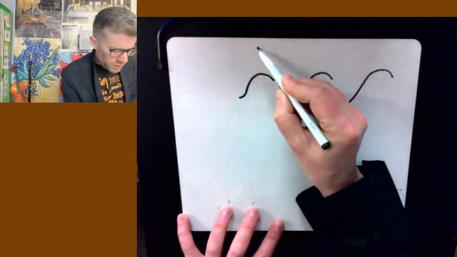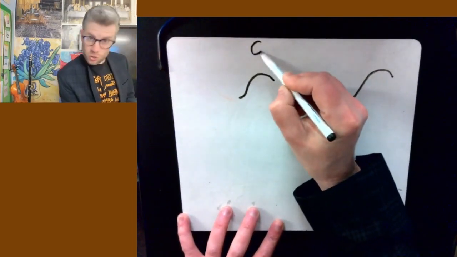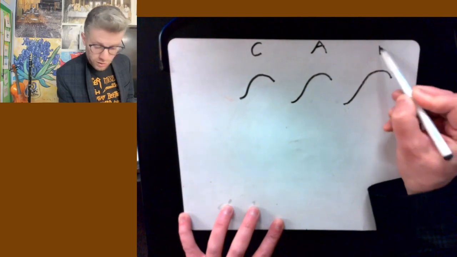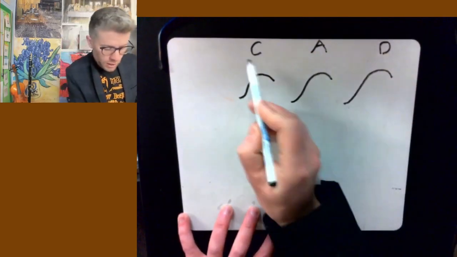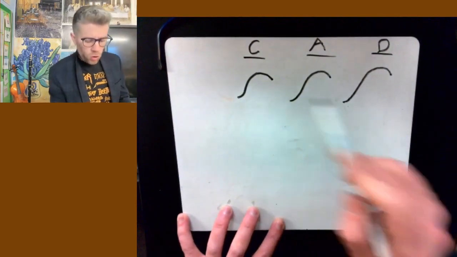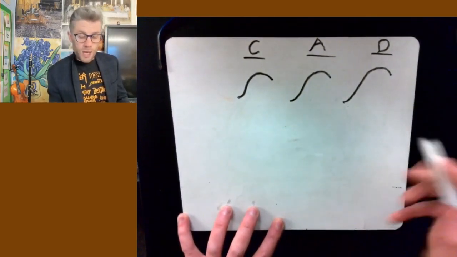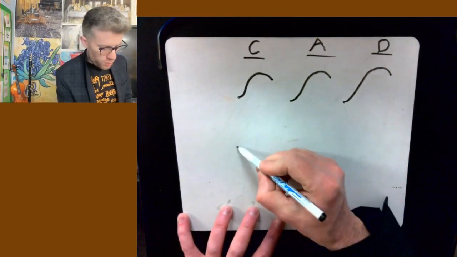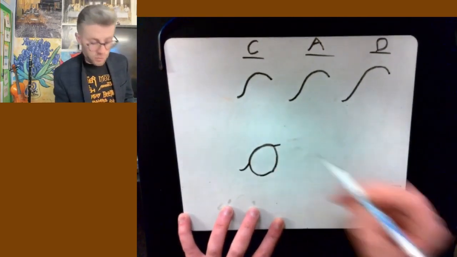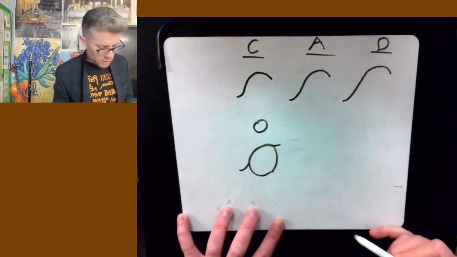So we've got a C. I'm going to do them as capitals here, I don't know why I'm doing capitals, but we're talking about lowercase letter formation here. They all start in the same way. Not just those ones. We've got O as well. O starts in the same way.